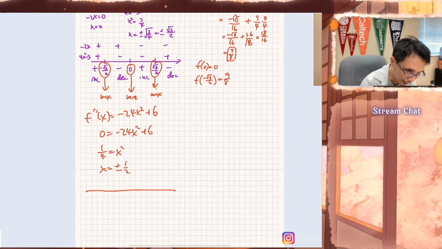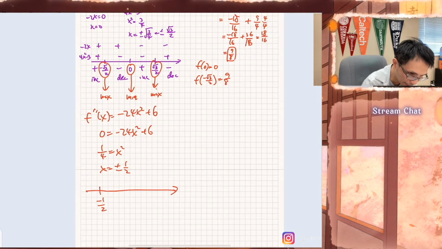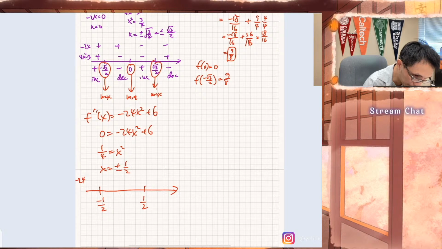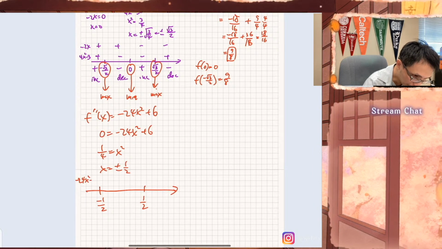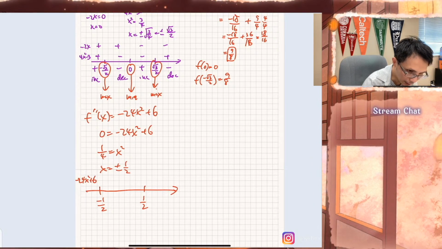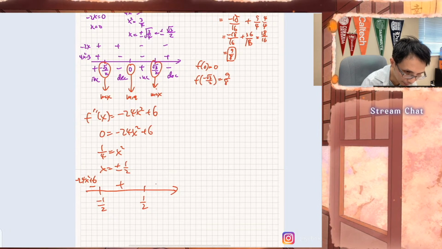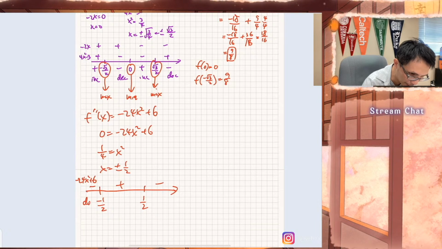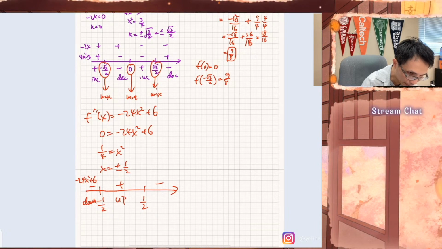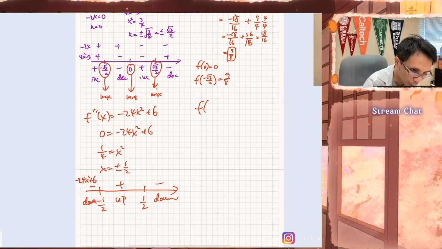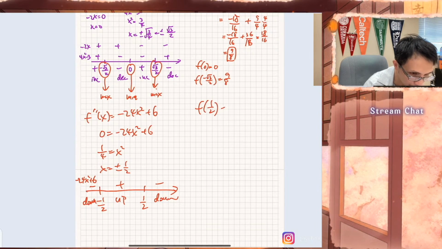I would do a number line test between negative 1/2 and 1/2. And I'll plug in negative 24x squared plus 6. This one will end up being negative, positive, negative, so it'll be down, up, down. Does that make sense?